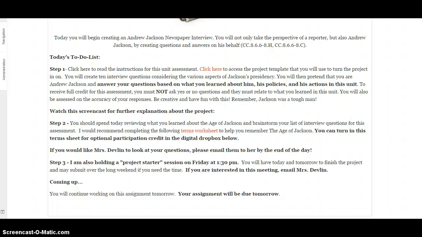You can turn in this term sheet for optional participation credit. So basically, if you want bonus points, turn in this worksheet in the digital drop box below. If you would like me to look at your questions, I'm also very happy to do that to make sure you've got it. Email them to me by the end of the day, and I will get them back to you tomorrow.